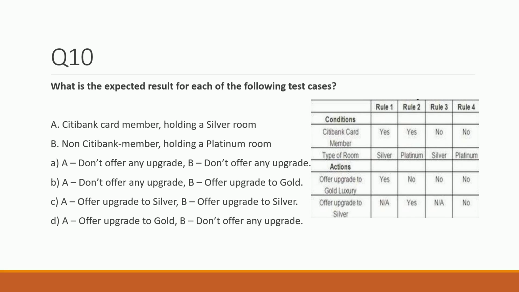So question 10, we have been given a table in which there are conditions and a certain set of rules. The question asks, what is the expected result for each of the following test cases? A, Citibank card member holding a silver room, B, non-Citibank member holding a platinum room. Based on the test cases, the answer is D. You can see that for a Citibank card member holding a silver room, we will have to offer an upgrade to gold. And if it is a non-Citibank member holding a platinum room, then we don't offer any upgrade.